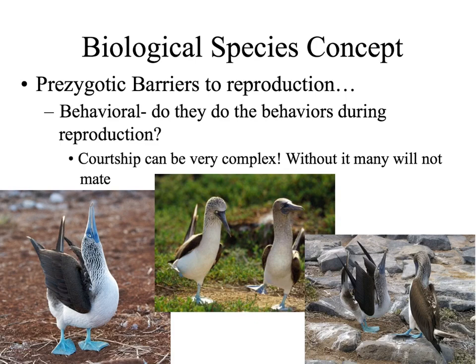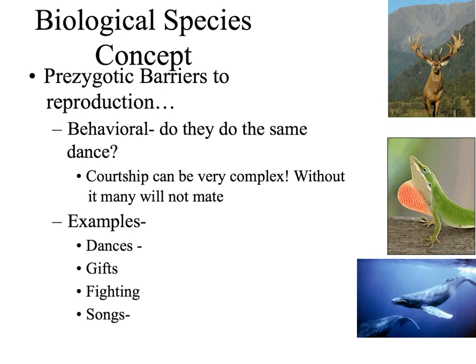The male will then start to posture, flipping his wings forward and pointing his head and tail at the sky. If the female likes what she sees, she'll start to dance as well, showing off her feet and then posturing back to the male. Many different seabirds have dances that they use as courtship. If this dance does not match exactly what the female is looking for, she will ignore you and you will not get to reproduce. There are many examples of behavioral isolation. Courtship is just one. We also see gift-giving, fighting, and songs common in the animal kingdom.